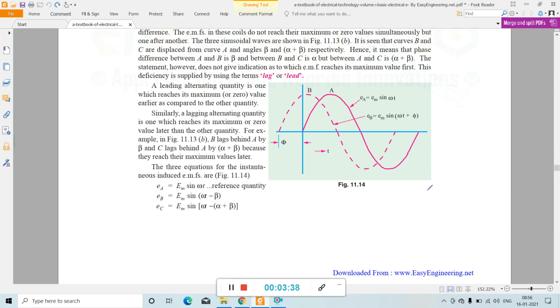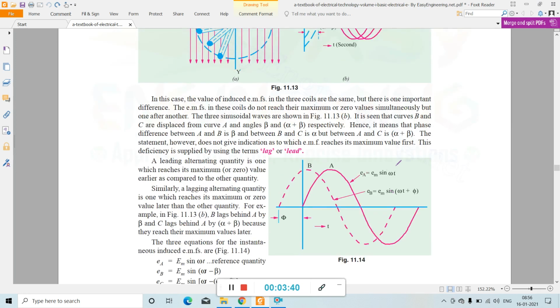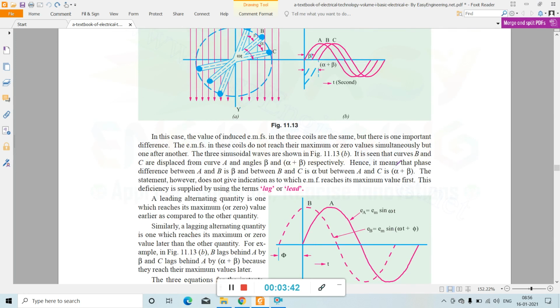Okay, so a leading alternating quantity, you can understand by using this graph. A leading alternating quantity is one which reaches its maximum or zero value earlier as compared to the other quantity. Similarly, a lagging alternating quantity is one which reaches its maximum or zero value later than the other quantity, that is the lagging quantity.